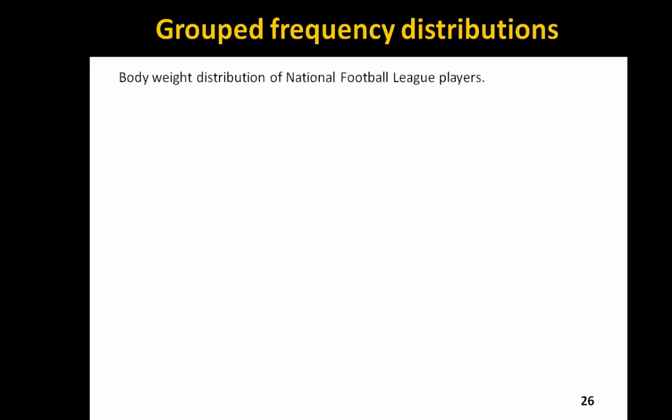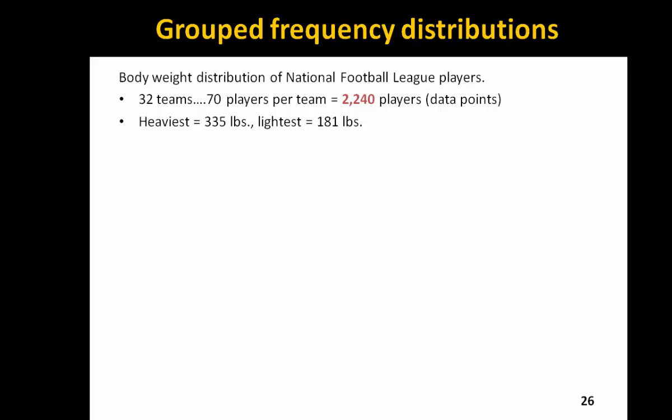So our next example is quite similar, but we're going to examine the body weight distribution of professional football players. We have 32 teams, and if we estimate 70 players per team, that gives us a total of 2,240 players. In other words, 2,240 data points. The heaviest player was measured at 335 pounds, the lightest at 181 pounds.